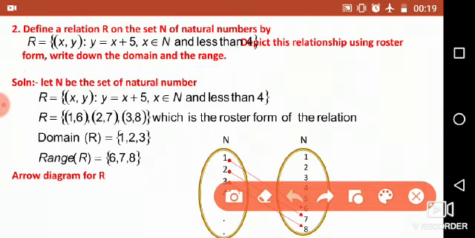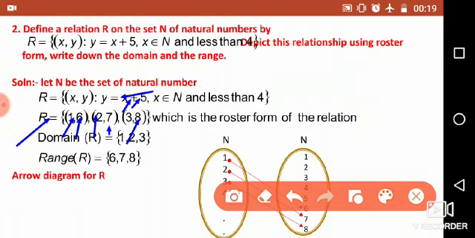Now let me begin. The given set is the set of natural numbers. Now the relation R is given to you. It is a set containing the ordered pairs x comma y such that y is equal to x plus 5, where x belongs to N and x is less than 4. Now let me find the relation R in the roster form. If x is 1, 1 plus 5 is 6, y is 6. If x is 2, y is 7. And if x is 3, y is 8.